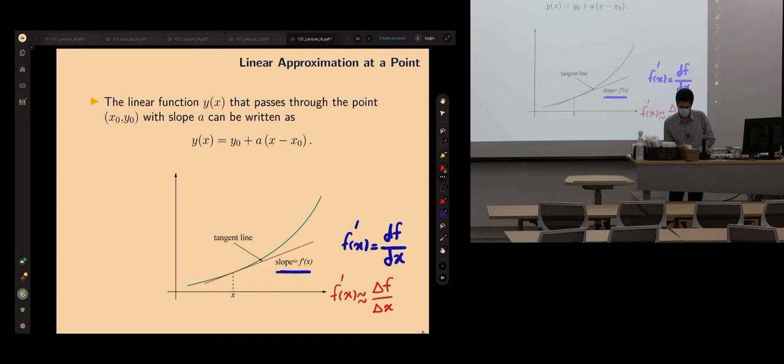An equation of a line is like this. y = y0 plus a times (x minus x0), where x0 and y0 is where you are. x0 is along the x-axis. y0 is the actual value of your function at that point. So this is x0 and y0. A, or we used m sometimes in previous lectures, previous slides, it doesn't matter. So a here is a scalar, that's the slope of the line.